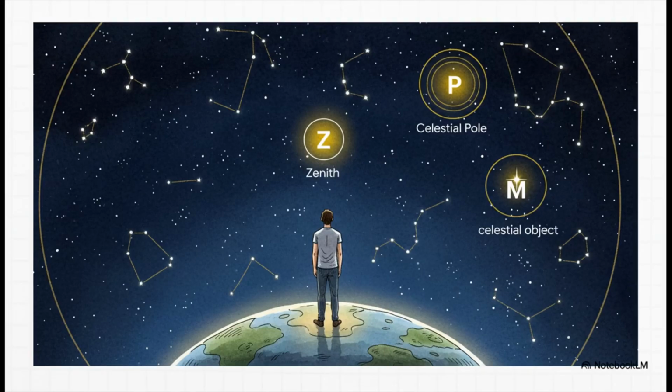The second is the celestial pole, P. This is the pivot point of the heavens, the projection of Earth's axis into space, along which all the stars seem to wheel. And finally, our third point, M, is the star itself. These 3 points, Z, P, and M, will become the corners, the vertices of our triangle.